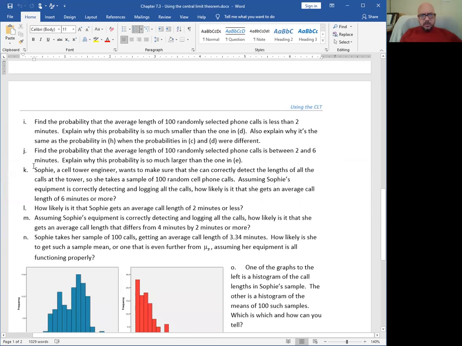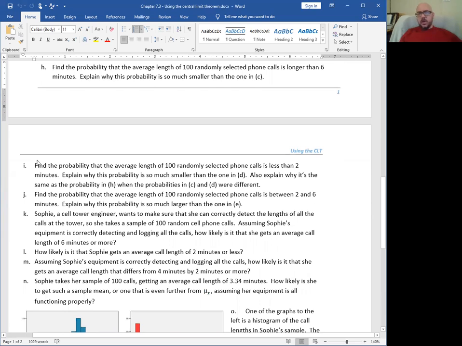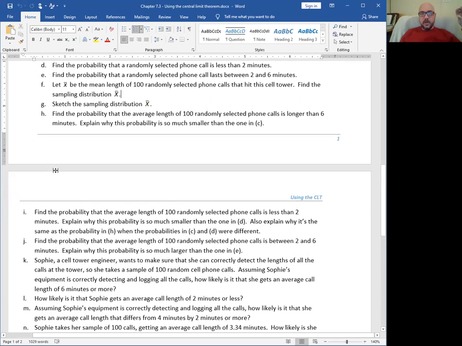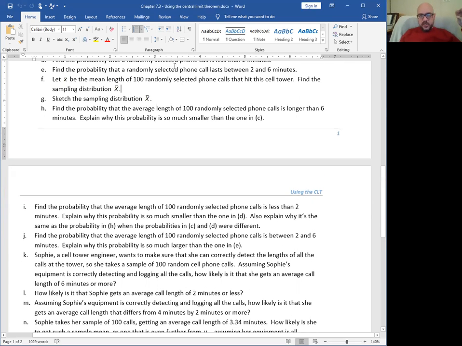KLM, JKLM? Or no, IJK. So some of these are just word problem versions of previous ones that were just given as sort of math problems, right? Find the probability that a randomly selected phone call lasts between 2 and 6 minutes. Find the probability that the length of 100 randomly selected phone calls is between 2 and 6 minutes, right? And then explain why this probability is so much bigger than the one you saw before.